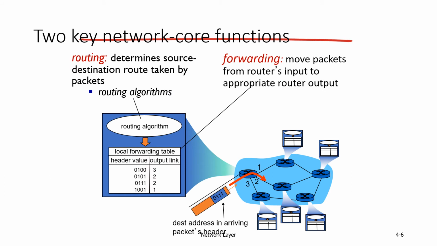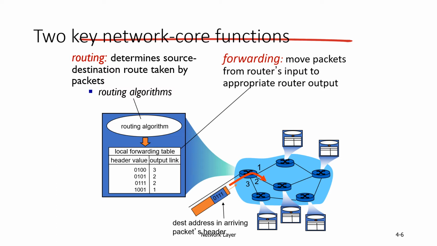We have to understand that the network itself, the core network or any network, has two fundamental functions. The very first one is routing. Routing determines the source to destination route taken by packets. This source to destination route is determined by something called a routing algorithm.